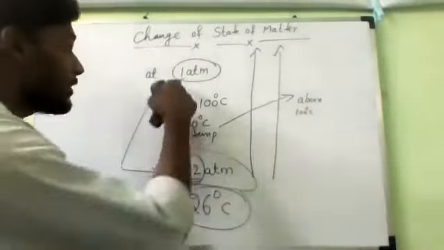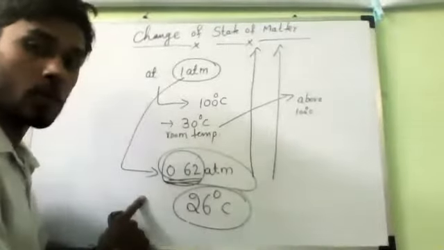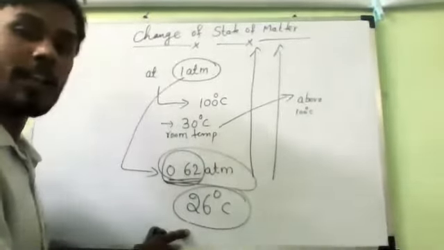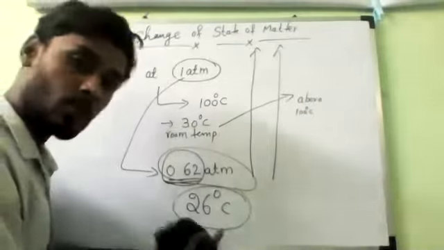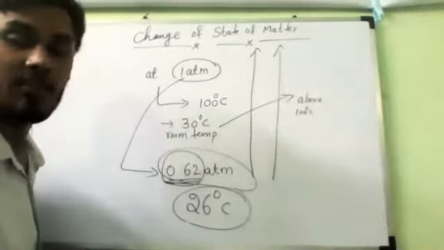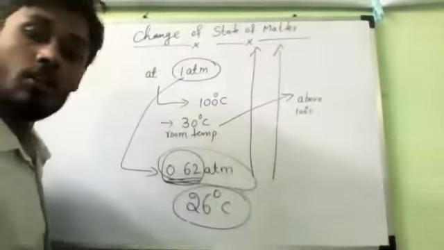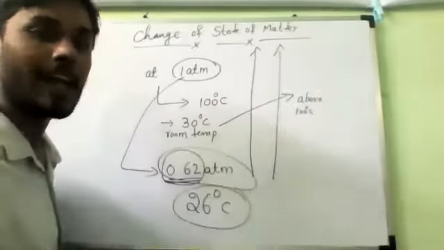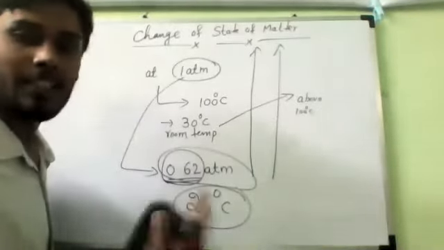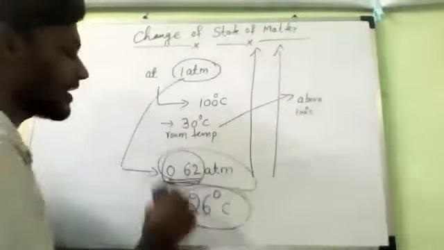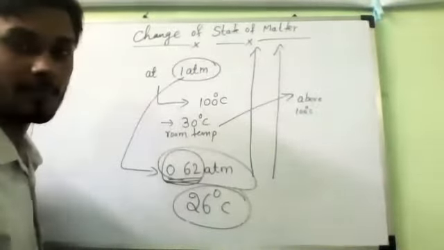So if we just reduce the pressure to 0.62 atm, that's all. Water evaporates at what temperature? At 26 degrees Celsius itself. So low. Is increasing temperature the only way to create a gaseous state? No, sir. By reducing pressure we can create it too. Yes or no?